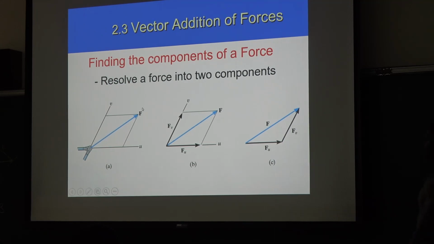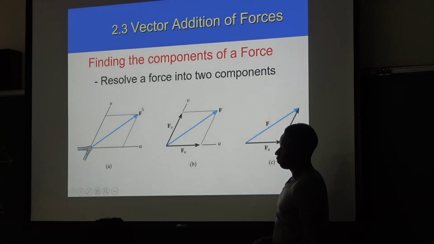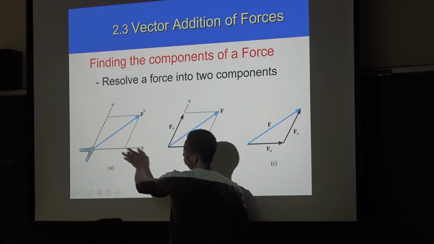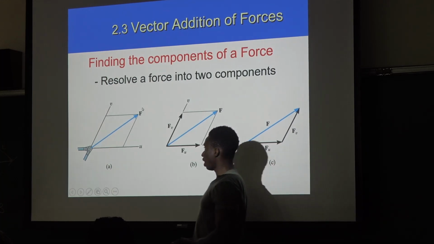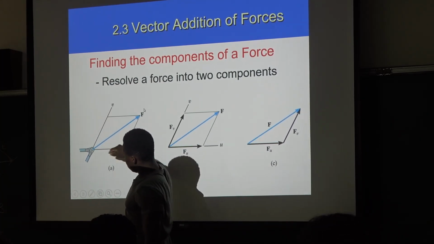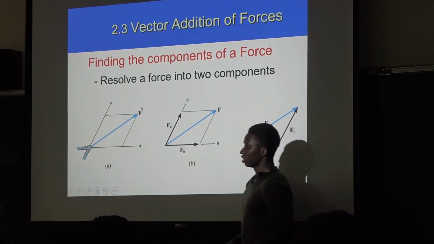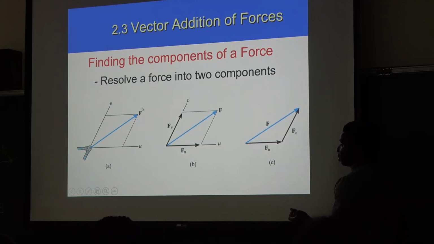Okay, and we also have another one, which is that we can resolve a force into two components. Maybe we are not given this, and we are also not given this, but we know our resultant force. And now we need to find what is the force along here and along this line. So that is also still very, very possible.